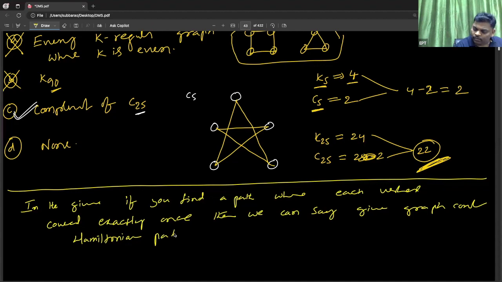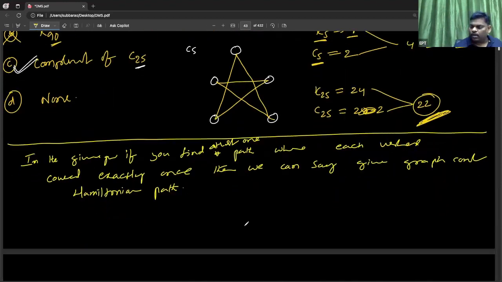You can write whatever way you want. I just wrote it roughly. In the given graph, if you find at least one path, there may be many paths, if you find at least one path where each vertex is covered exactly once, then we say the given graph contains a Hamiltonian path. If you want to compress, compress. If you want to expand, expand. I just want to give the idea one time.